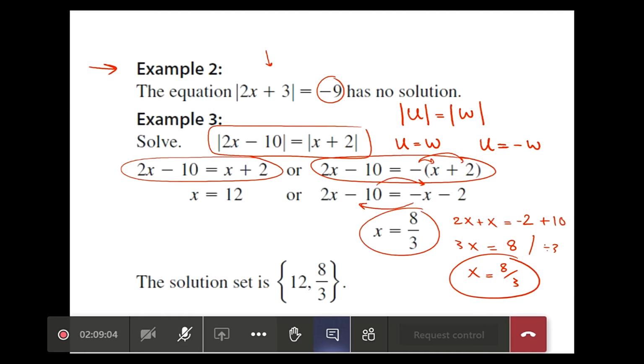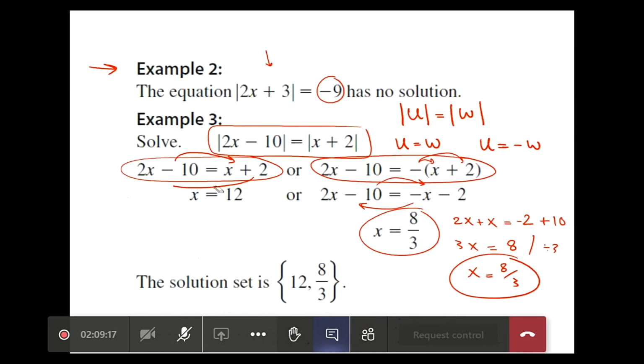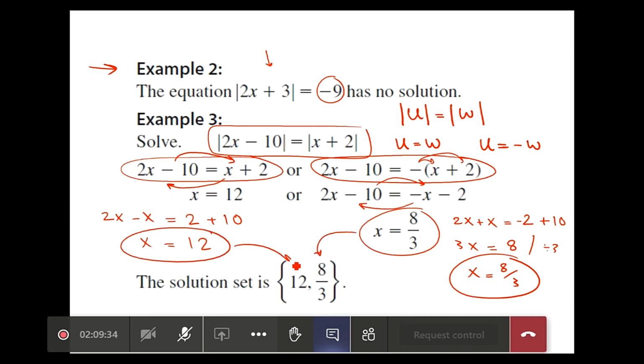This is the solution. Another one: move the x to the other side, so we have 2x minus x equal 2 plus 10. So we have x equal 12. So we have two solutions, this one and this one.